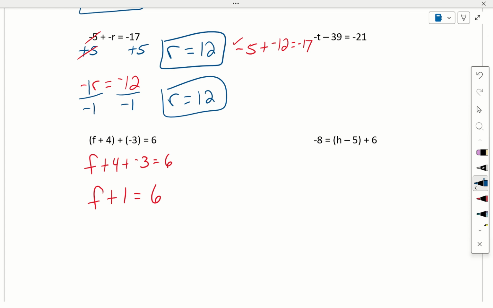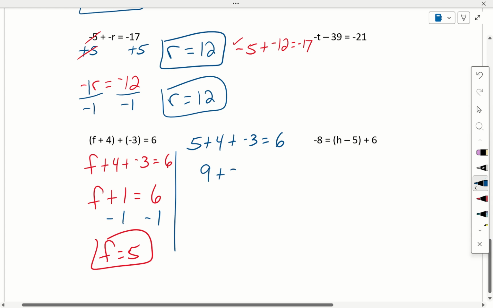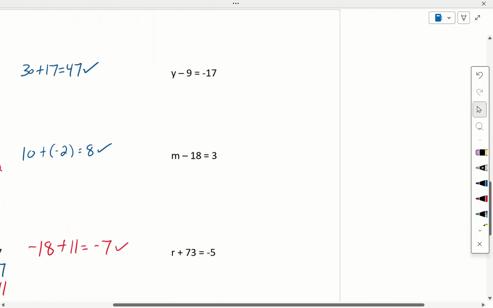The inverse of adding 1 is subtracting 1, so we subtract 1 from both sides. And we end up with f equals 5. Well, if f equals 5, let's plug that in here. 5 plus 4 plus negative 3, is that equal to 6? 5 plus 4 is 9. 9 plus negative 3 is in fact equal to 6. I like that.